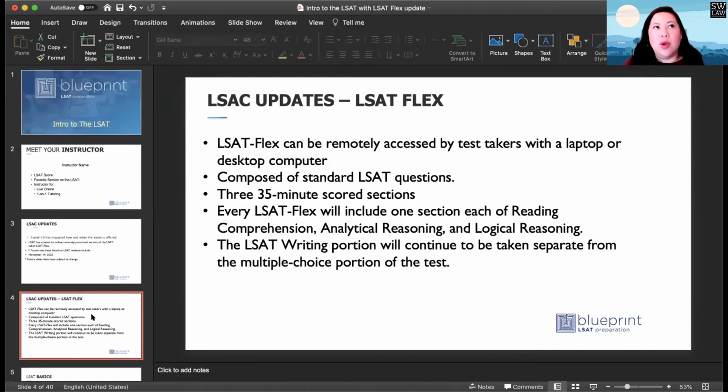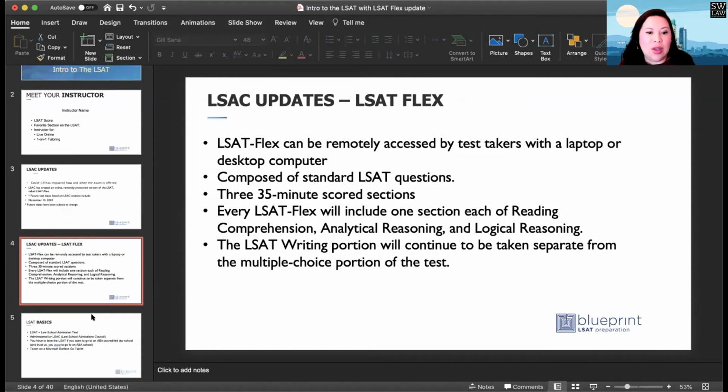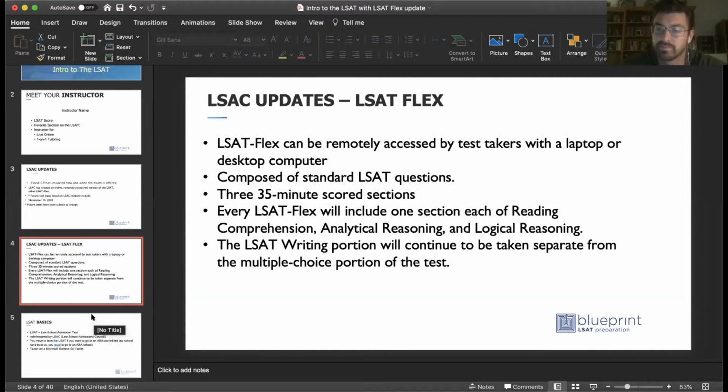Sure. Well, we've been told by LSAC that we are to treat it the same, and that it is the same. That being said, anecdotally, I am seeing some people scoring quite a bit higher on the flex than if they had a previous non-flex administration. I don't know if that's because it's shorter, or if they're more at ease at home, or because they're by themselves. I don't know, but anecdotally, it seems like some people might be doing a little bit better, but we are treating it exactly the same in all the same ways that we used the LSAT previously.